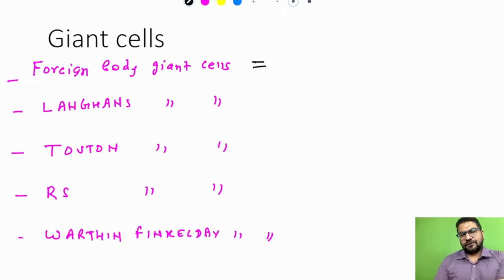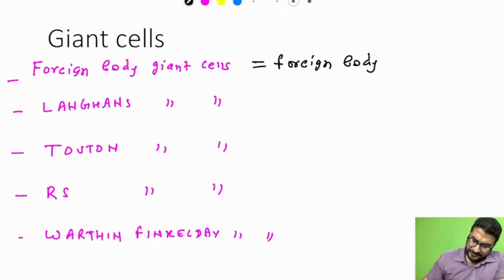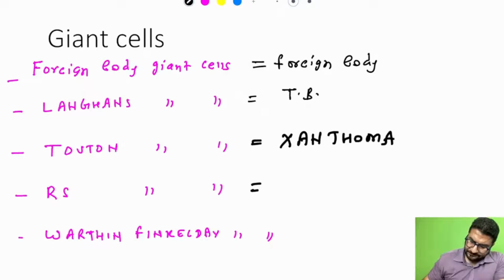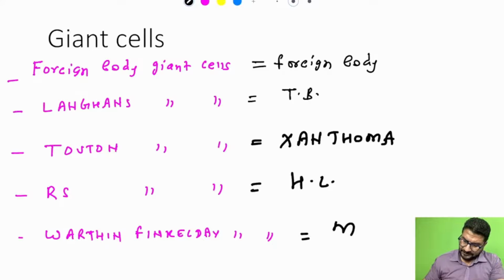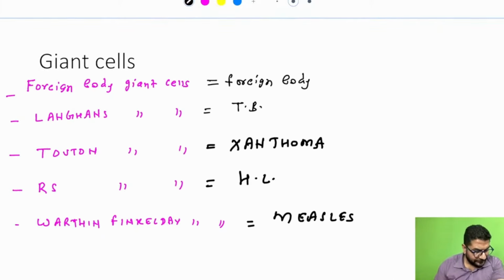When we have inflammation with any foreign body, you will get foreign body giant cells. Langerhans giant cells you will see in TB. Coming to Touton giant cells, this is something which we see in xanthoma. Reed-Sternberg cells you will see in Hodgkin lymphoma. And Warthin-Finkeldey you will see in measles. So these are the different types of giant cells which you have to remember, right?